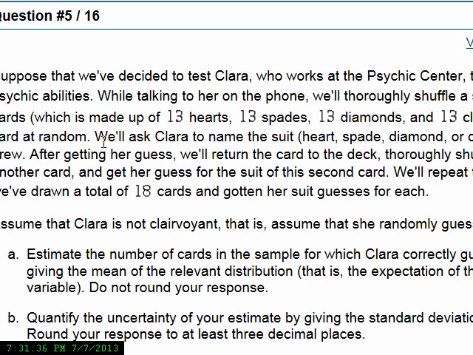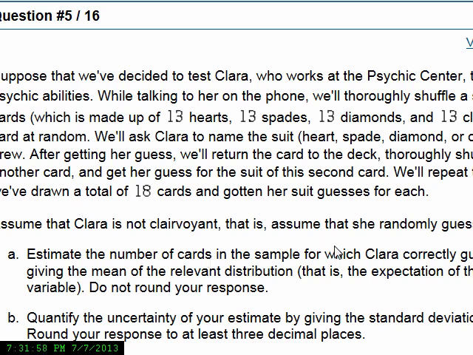I'm going to draw 1 card at random, and we'll ask you to name the suit, if it's a heart, spade, diamond, or club, of the card we drew. After her guess, we'll return the card to the deck, thoroughly shuffle, and draw another card, and get her to guess the suit of the second card. And we'll repeat the process until we've drawn a total of 18 cards and gotten her suit guesses.